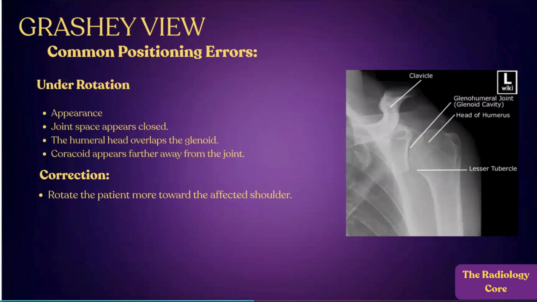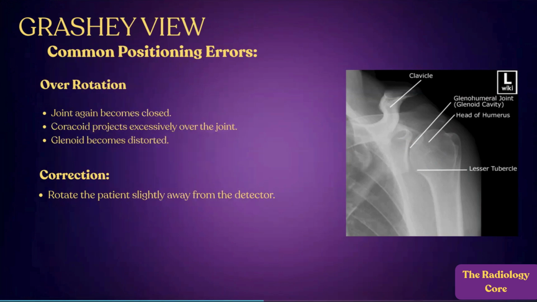Some common positioning errors: if the patient is under-rotated for a Grashey view, the joint space may appear closed, so the humeral head may overlap the glenoid in that case, and the coracoid appears further away from the joint. So you're going to want to rotate the patient more towards the affected shoulder. For over-rotation, the joint becomes closed as well. The coracoid projects excessively over the joint, and the glenoid will become distorted. In order to correct this, rotate the patient slightly away from the detector.